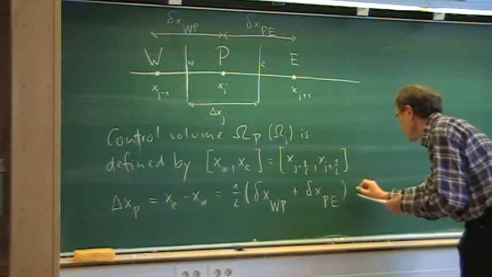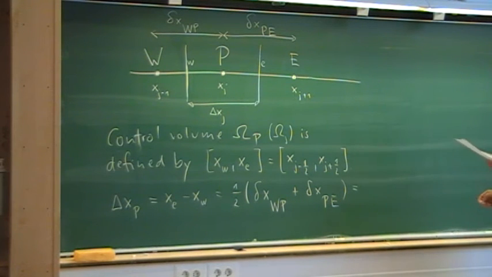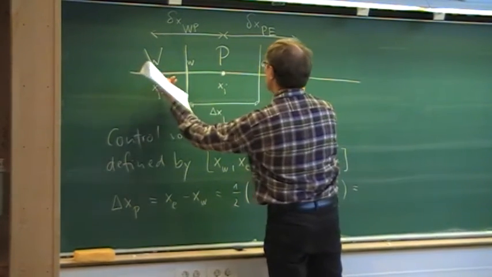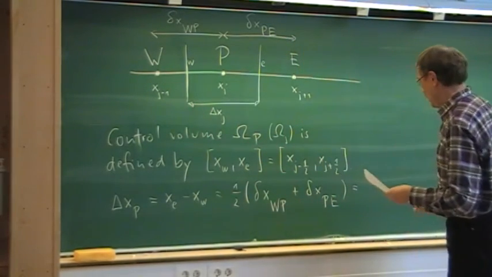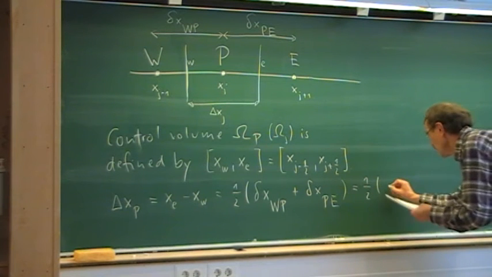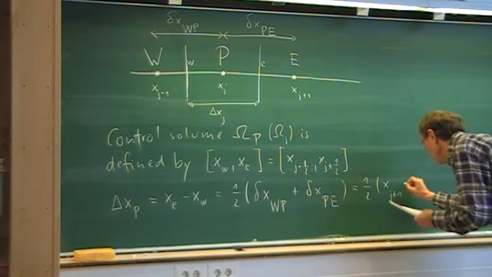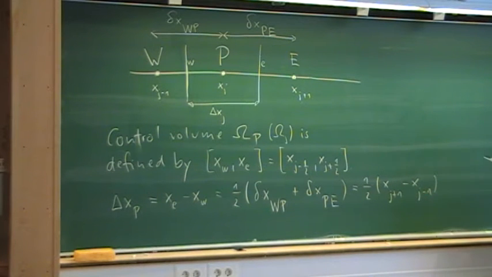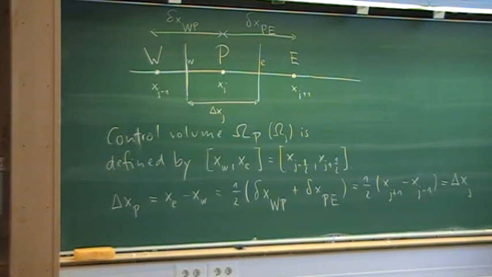And that is then the same as, also the same as the average of the distance between these two. Of course, that would be the same, so we can also write it in this form. xj plus 1 minus xj minus 1, and that is the distance of the interval for the control volume j. So we have different notations here.